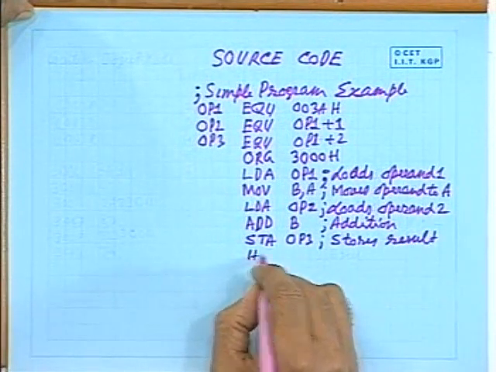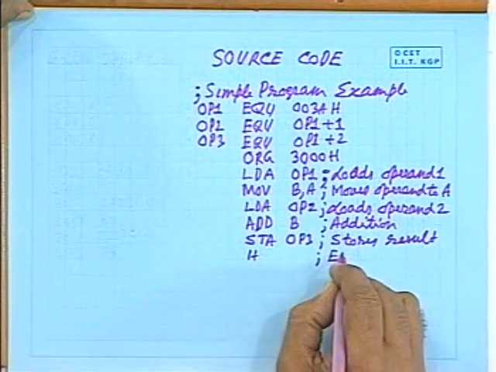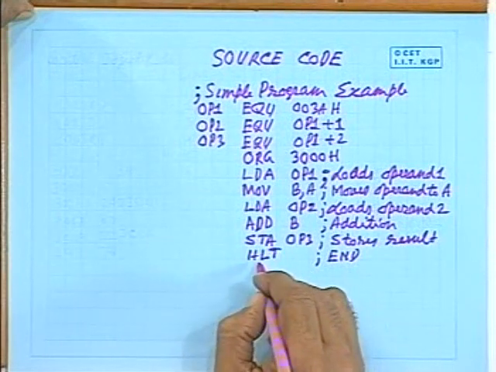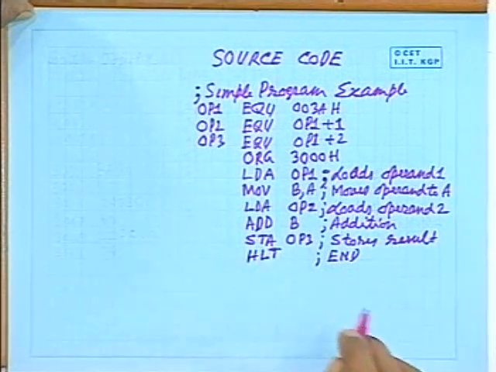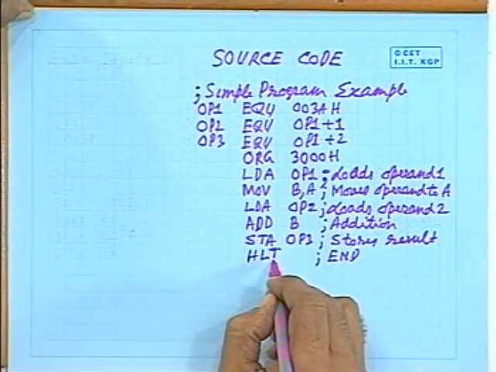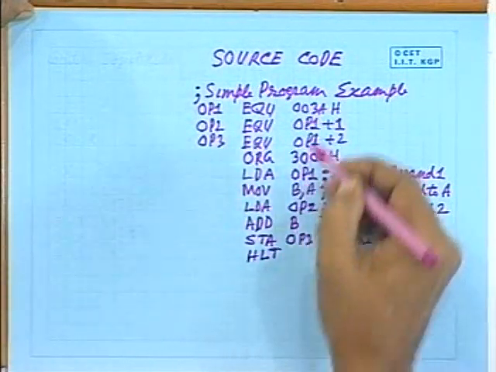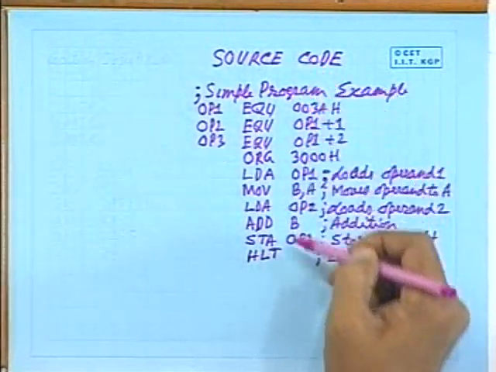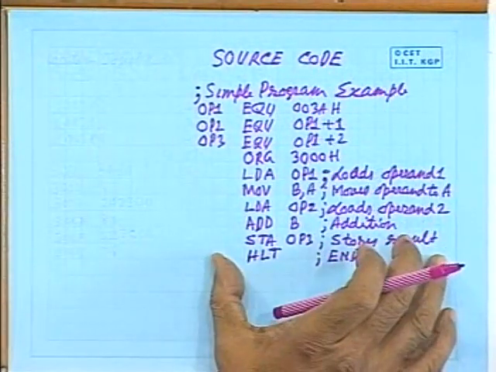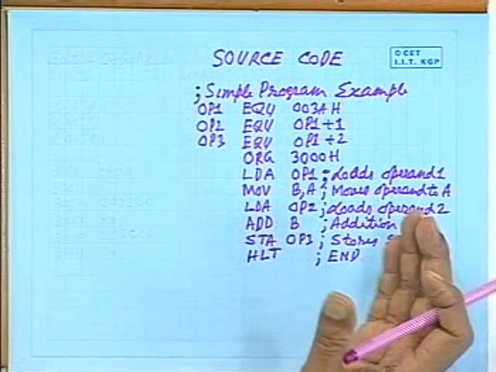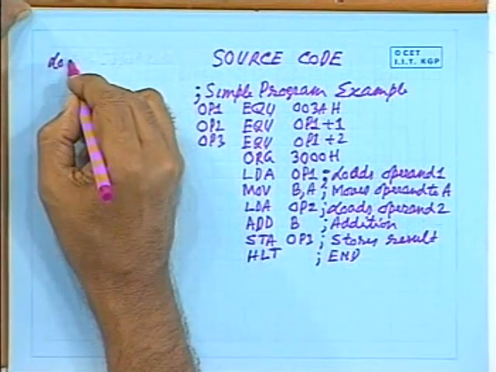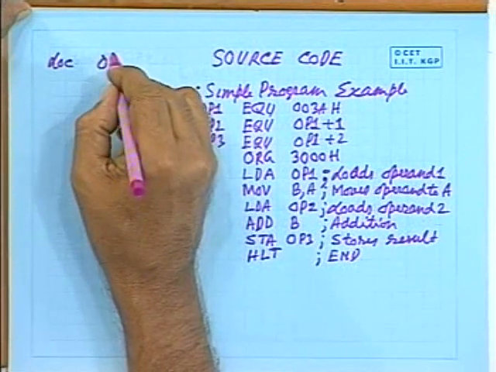Then of course you have to end your program. I use the operation code HLT, not a pseudo opcode, an operation code halt. So this is the program you will be writing in assembly language, and then you will give it to the assembler. The assembler will translate it into machine language, and it will generate the two fields, location and object code.